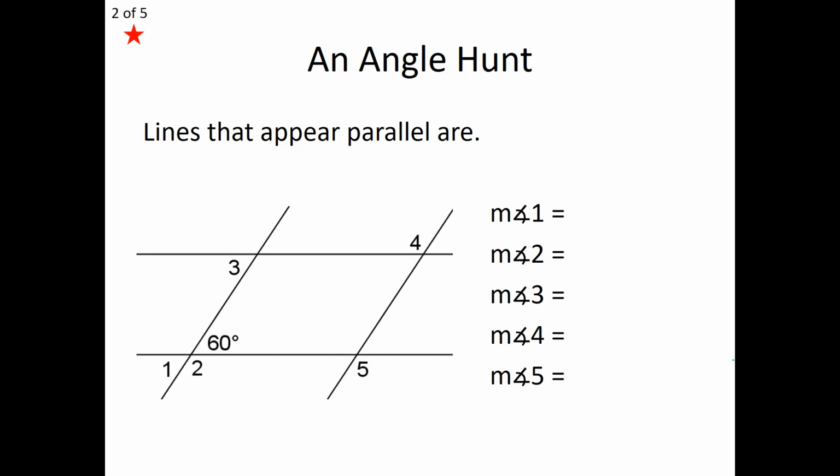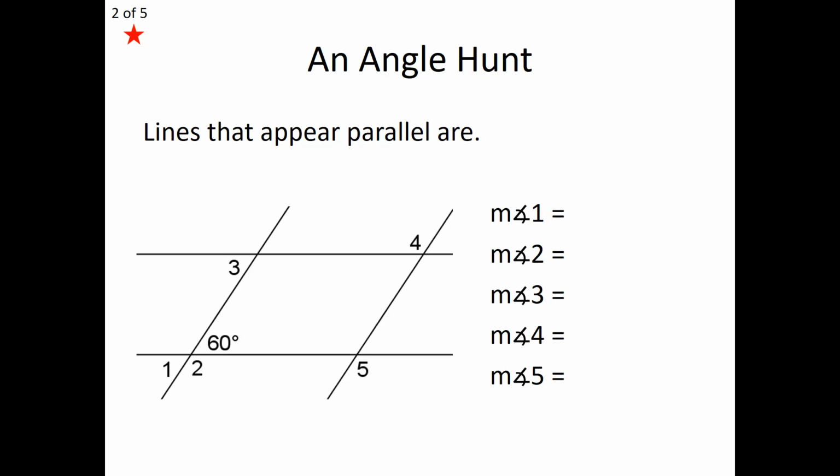In certain angle hunt sections, you're going to be able to use the assumption that lines that appear parallel are. So in other words, if I come across a diagram like this example below, the lines that I'm observing appear to be parallel to each other, which means I may assume they are. I can't assume that outside of examples such as angle hunting, such as this one.